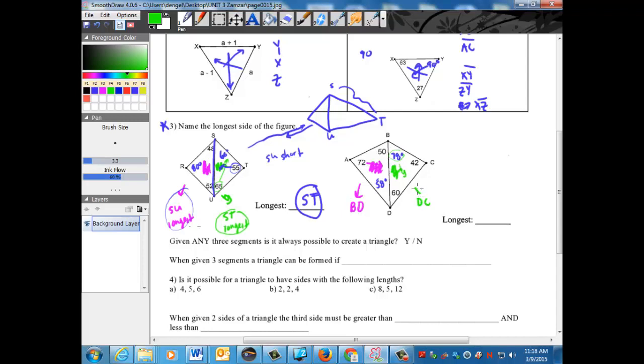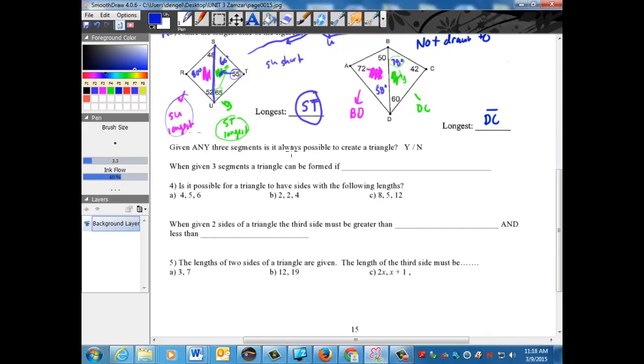DC. And we run into the same problem that we ran into on that last shape. I understand that BD looks like it's the longest segment, but again, this is not drawn to scale. Okay, and if we go by the rules of each triangle, that means DC has to be the longest side.